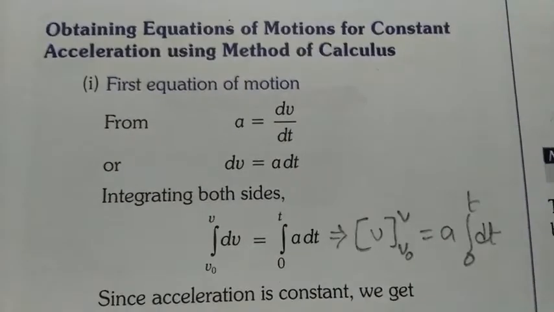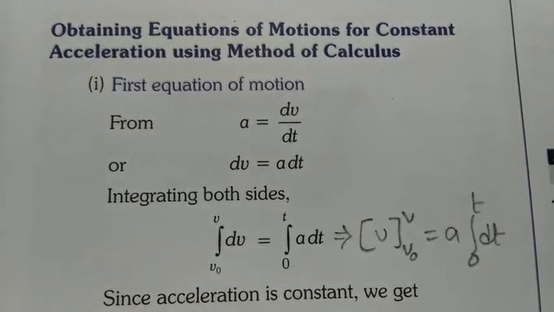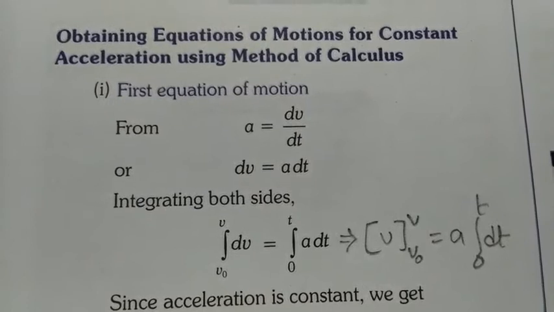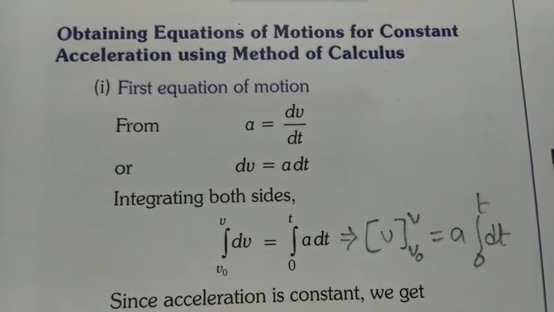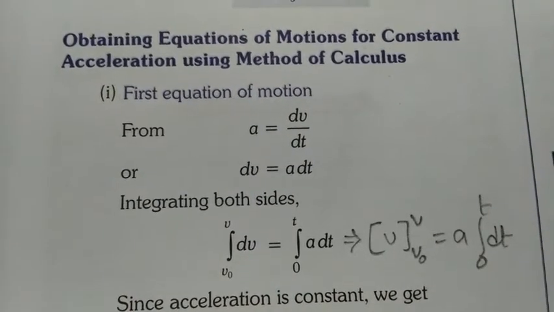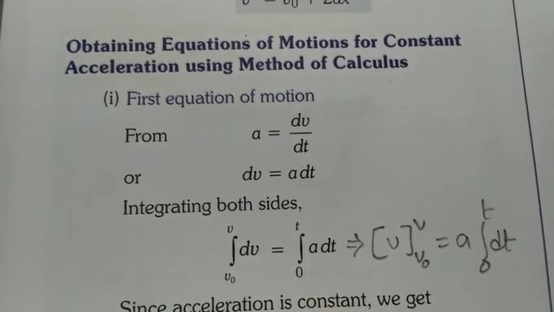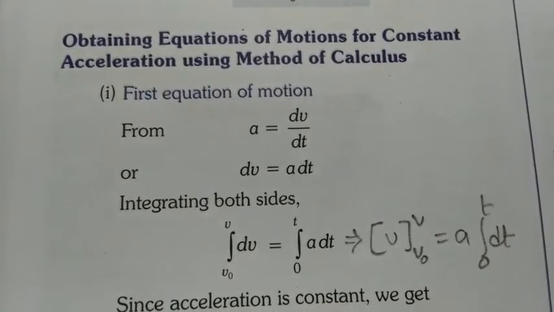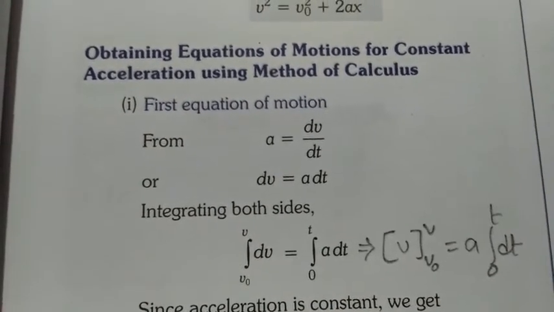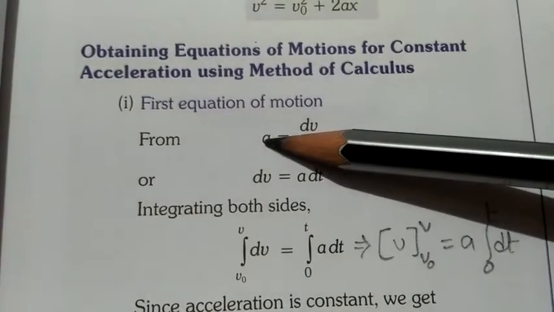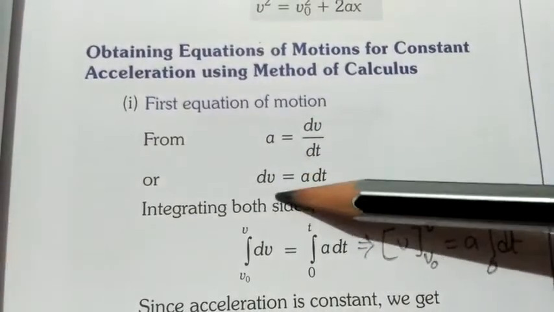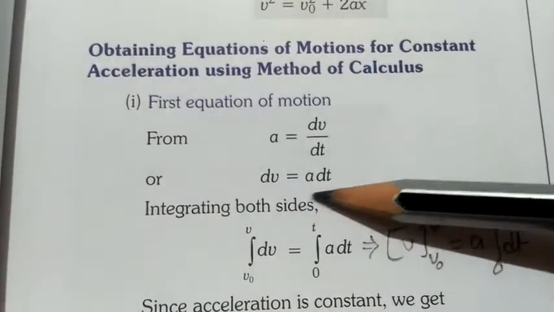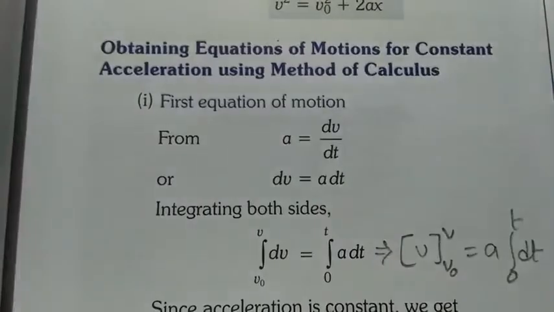Now let us derive the equations of motion for constant acceleration using the method of calculus. That integration method is also called calculus. So for the first equation of motion, as we all know, acceleration equals change in velocity upon time interval, a equals dv upon dt. Here we take dt to this side, so it becomes dv equals a dt. Now it is in integration form.